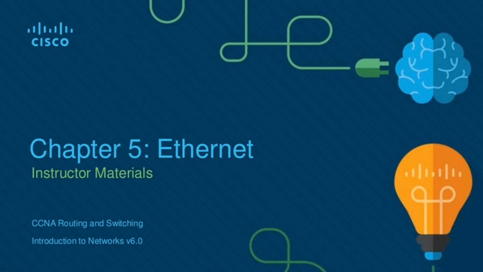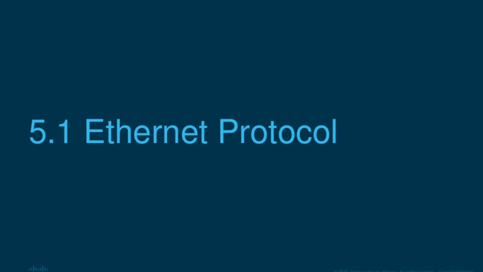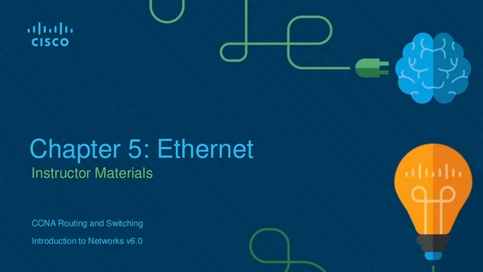So, for the instructor materials, there's 5.1 Internet Protocol, and it explains the operation of the Internet, explains how the Ethernet sublayers are related to the frame fields, and describes the Ethernet MAC address. There's 5.2 LAN switches: explain how a switch operates, explain how a switch builds its MAC address table and forwards frames, and describe switch forwarding methods and port settings available on Layer 2 switch ports.